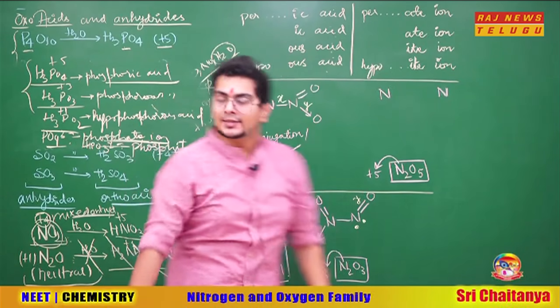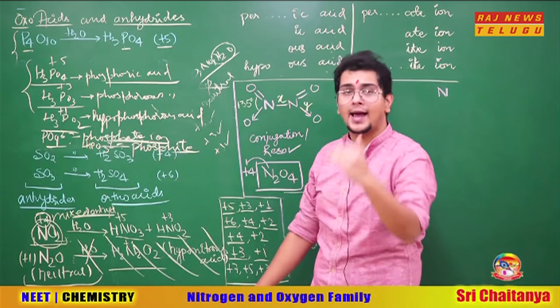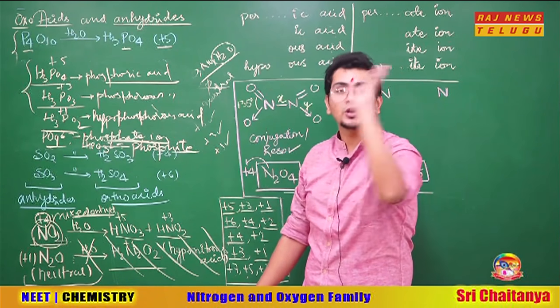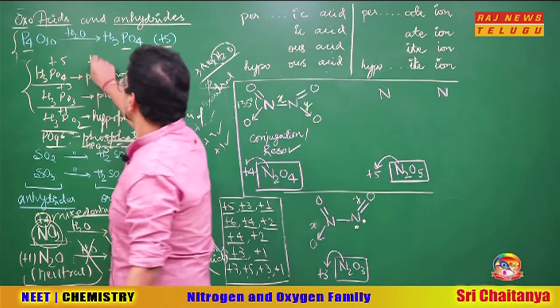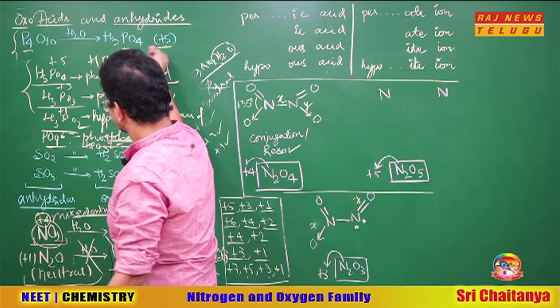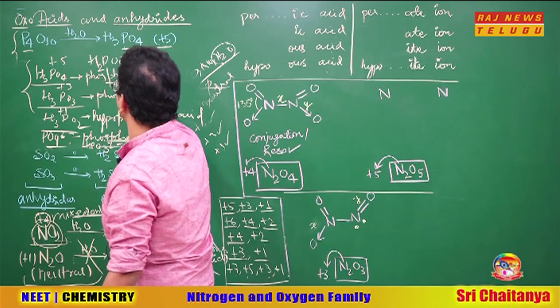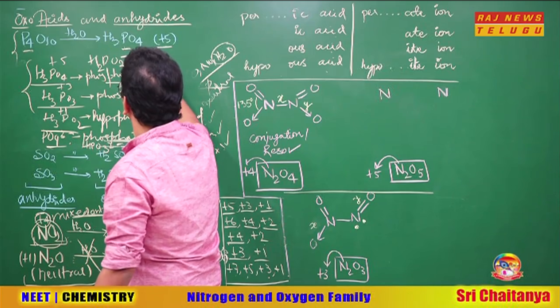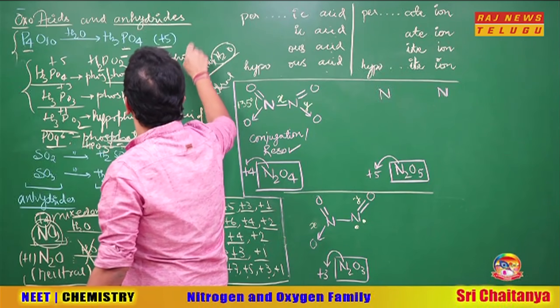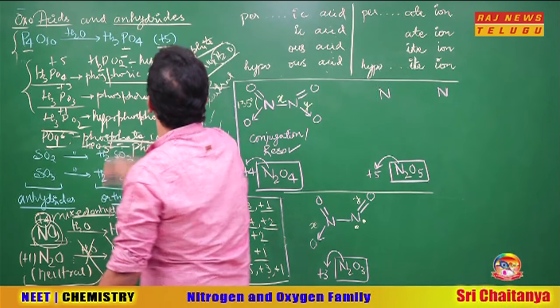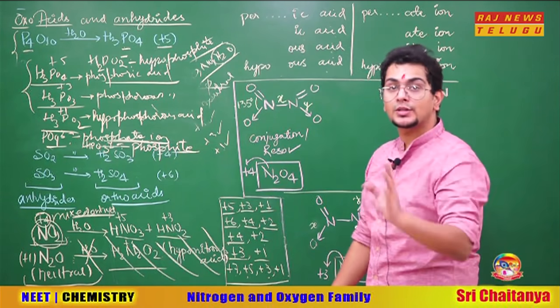So hypo-ous, that means hypophosphorus acid, the anion is going to be hypophosphite. Similarly, if I make HPO2, you can write H2PO2 minus. It will be known as hypophosphite ion. So I think this part is clear to us, how to name it.